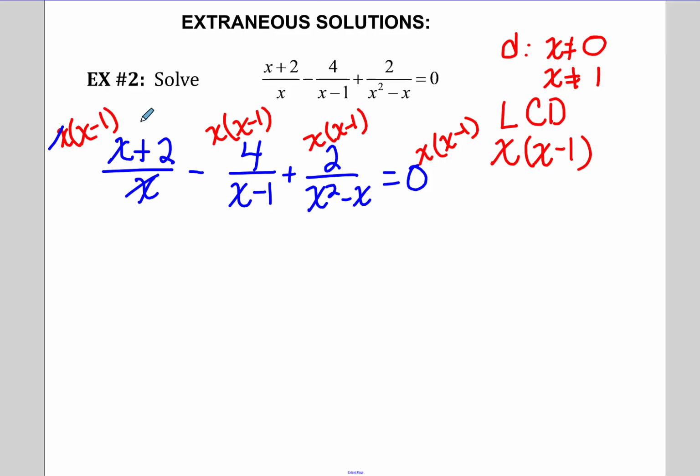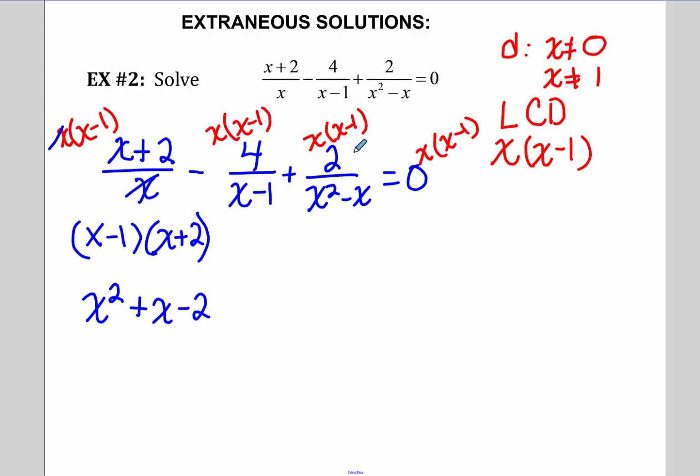And we just need to multiply x minus 1 times x plus 2 in order to clear that fraction, which is going to give us x squared plus x minus 2. In the second term, we're going to cancel or simplify with the x minus 1, so we're multiplying by negative 4 times the x.